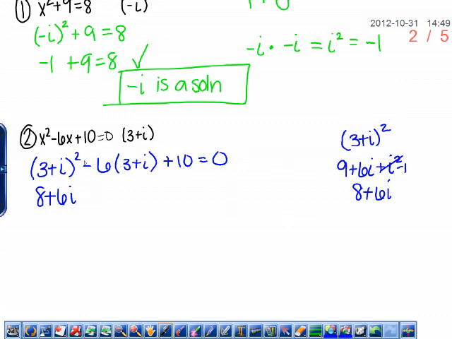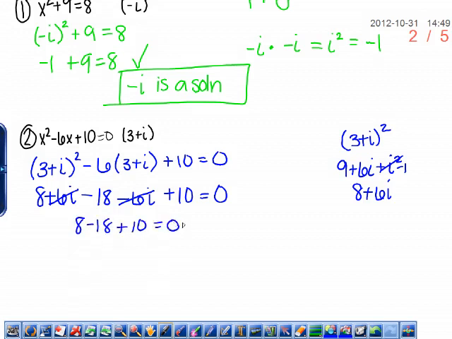And then what should we do with this negative 6? So minus, sorry, not 6, minus 18 minus 6i plus 10 equals 0. What happens with the 6i's? 8 minus 18, negative 10 plus 10, 0. So what can I conclude?